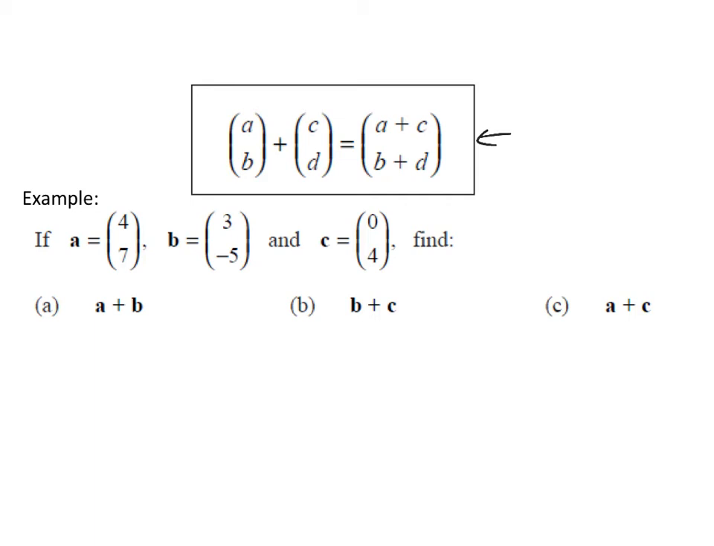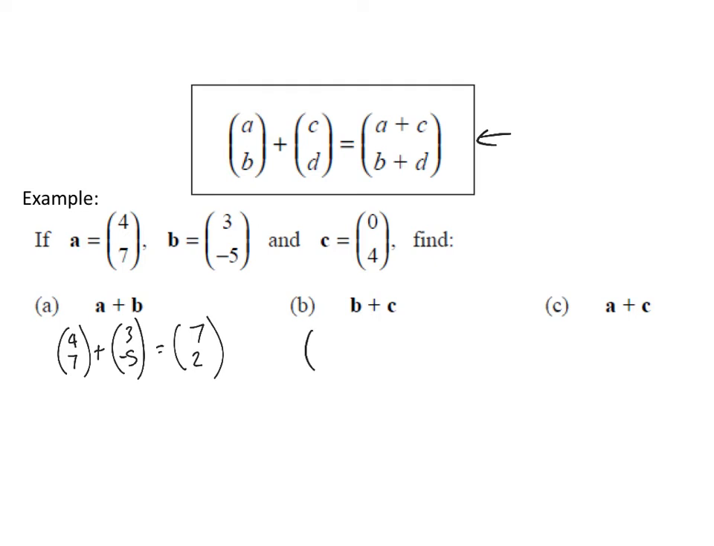You may want to pause the video and just have a go at these questions here that I'm going to do as an example, but I think you'll find them relatively easy. So if the vector A is (4, 7), and the vector B is (3, -5), then I just add the horizontal movement, so 4 add 3 is 7, and 7 add -5 is 2. So A plus B would be (7, 2).